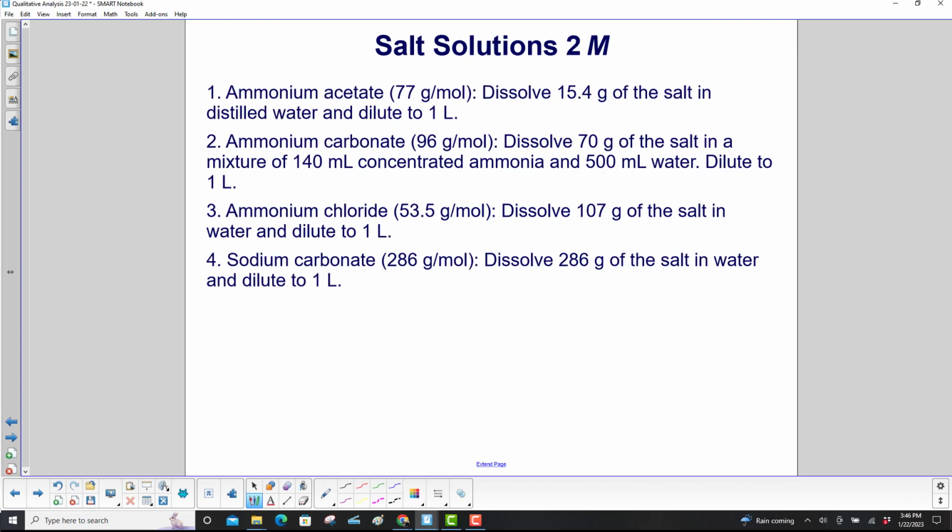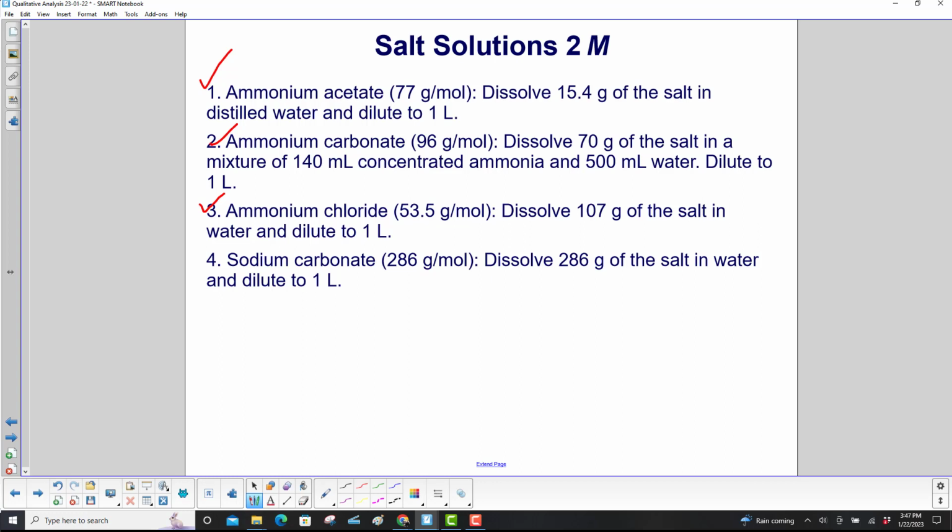Salt solutions 2 molar. Ammonium acetate, 77 grams per mole. Dissolve 15.4 grams of the salt in distilled water and dilute to 1 liter. Ammonium carbonate, 96 grams per mole. Dissolve 70 grams of the salt in a mixture of 140 milliliter concentrated ammonia and 500 milliliter water. Dilute to 1 liter. 3 here, ammonium chloride, 53.5 grams per mole.